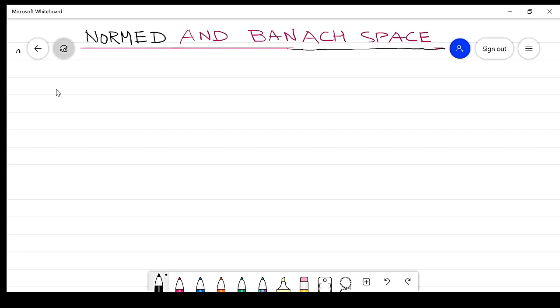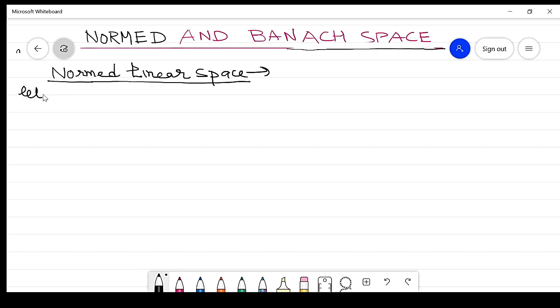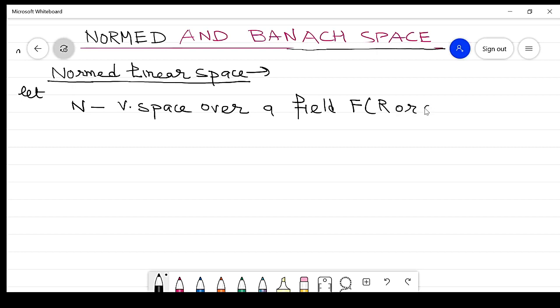Now here we are going to start the first definition, which is called a normed linear space. So we are going directly to the normed linear space. This is our first topic, and in the first topic, let N be a vector space over a field F, right? And it may be R, it may be C.